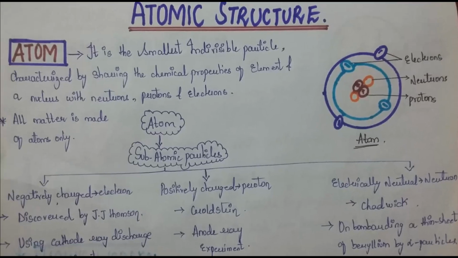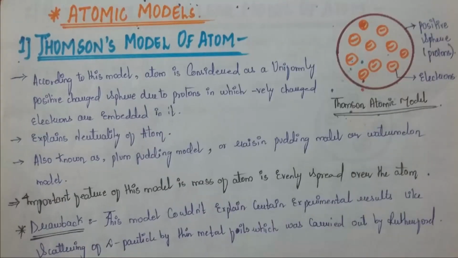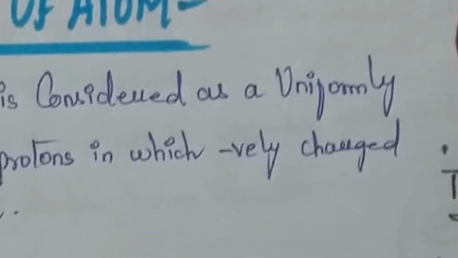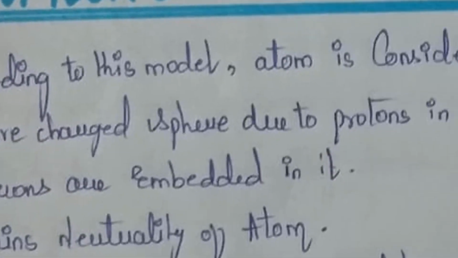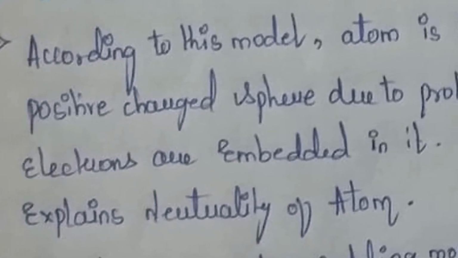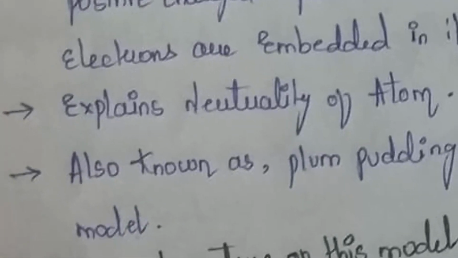Now let's proceed to another important topic of atomic structure, that is atomic models. There are basically three atomic models: Thomson model of atom, Rutherford's model of atom and Bohr's model of atom. Firstly, Thomson's model of atom. According to this model, atom is considered as a uniformly positively charged sphere due to protons, in which negatively charged electrons are embedded. This model explains neutrality of atom.